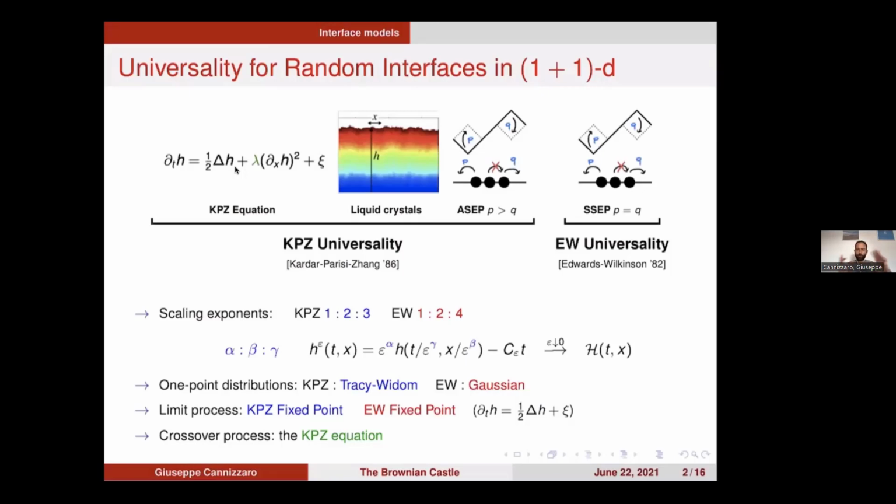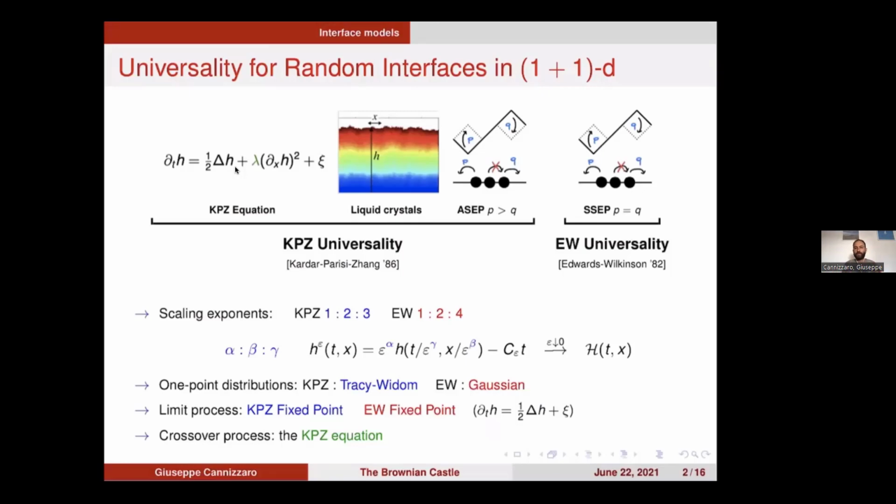And so it means that the solution of the KPZ equation, this is a very nice Markov process. And if you look at small scales, so if you zoom in, then what you see are Gaussian fluctuations. So at small scales, the solution of the KPZ equation behaves as the Edwards-Wilkinson fixed point. But instead, if I look at large scales, so if I zoom out under the 1, 2, 3 scaling, then what I see in the limit is the KPZ fixed point. So the KPZ equation, in this sense, interpolates between the Gaussian Edwards-Wilkinson behavior and the KPZ behavior.